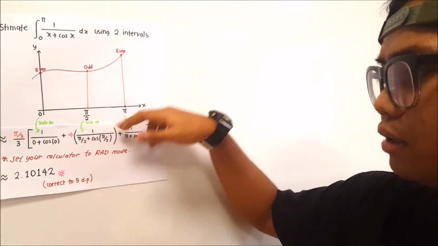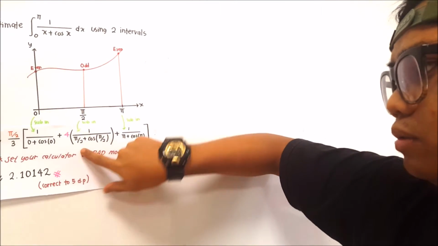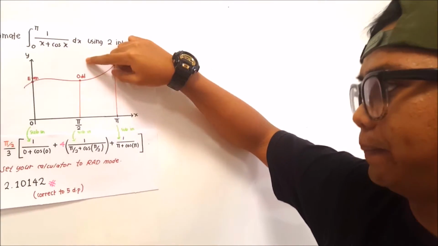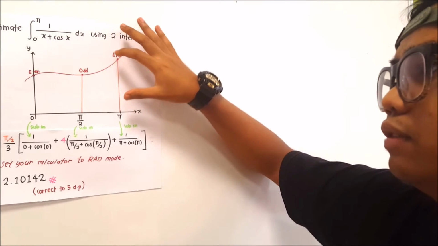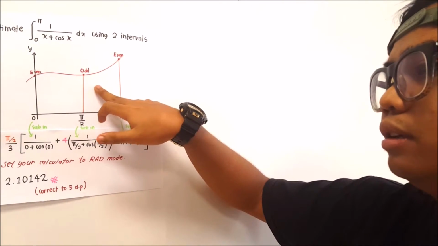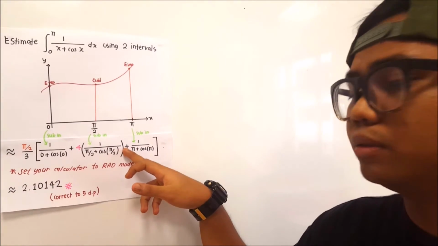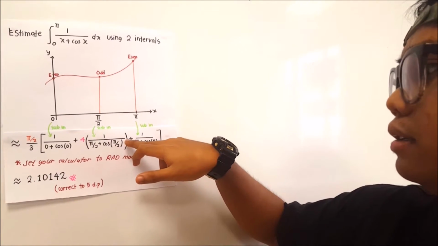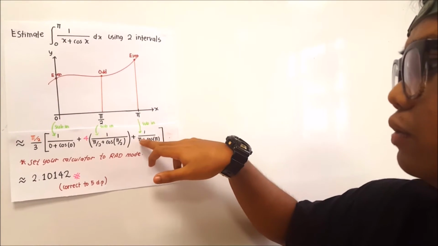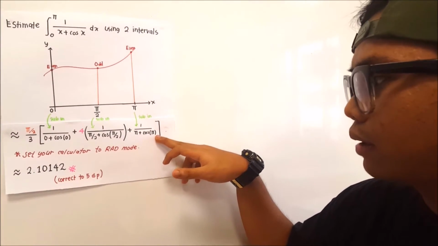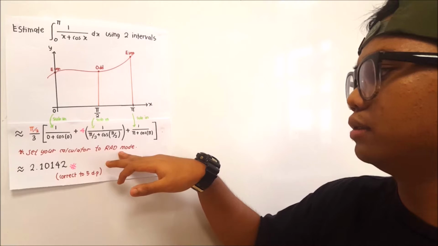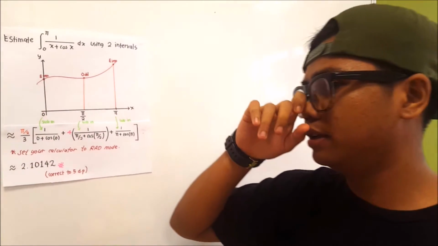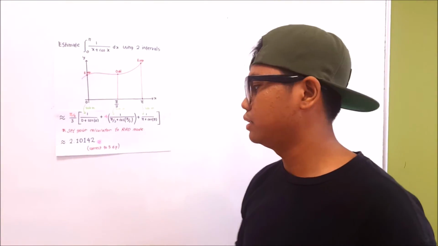So it will be 4 times 1 over pi over 2 plus cosine pi over 2, since it has only one odd height. And since we don't have any even height in the middle, we don't need to put the sum of even heights anymore. So moving on, we will just add the last height, which is 1 over pi plus cosine pi. Make sure you set your calculator to radian mode, and then this will be your answer. Correct to 5 decimal places if the question doesn't state how many decimal places.